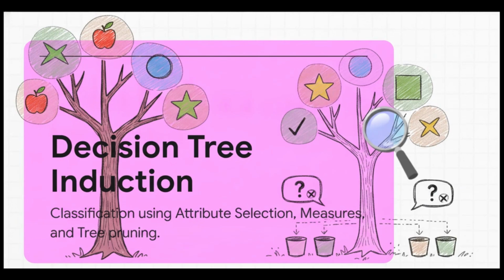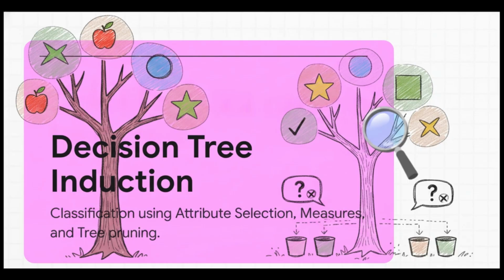The very first method is decision tree induction. This uses attribute selection measures and tree pruning. To put it simply, this is basically a giant machine speed game of 20 questions. The algorithm looks at a piece of data and fires off a series of yes or no questions.